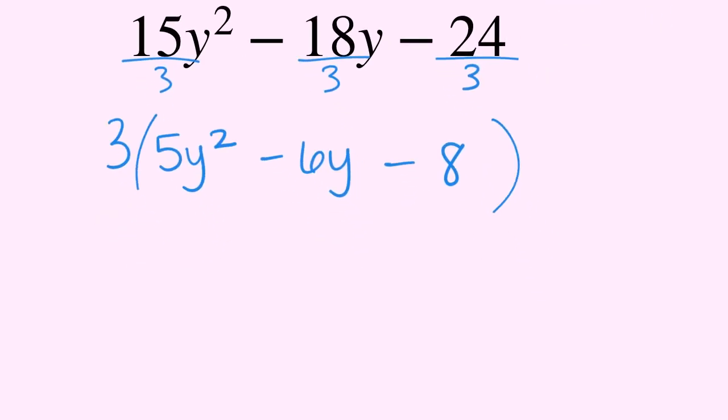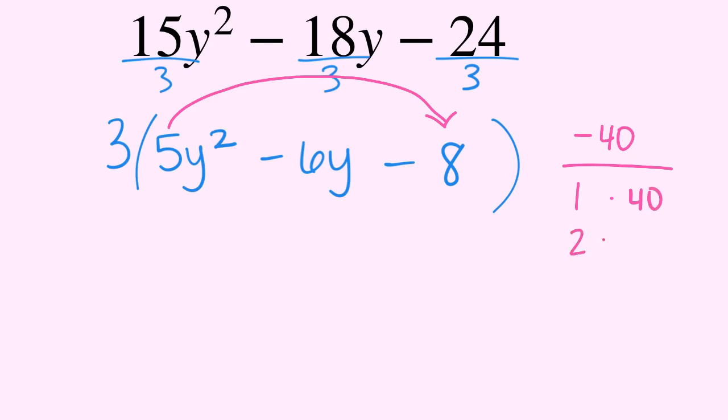Okay, and just like the previous example, we have a trinomial and a is bigger than 1. So we're going to go ahead and do this like we did in the last video. We're going to multiply 5 times negative 8, which gives us negative 40. And then let's start making our list. So factors of 40: 1 times 40, 2 times 20, 4 times 10, 5 times 8.